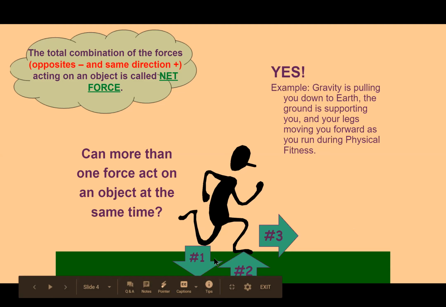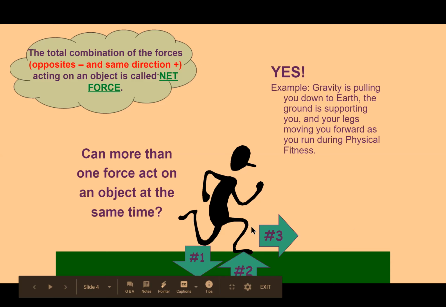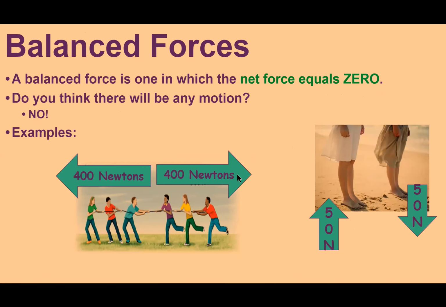And gravity and normal force, here number 1 and number 2, cancel out. So they kind of just keep you on the ground and still. But once you apply your forward push against the friction of the ground, you have forward progress. Congratulations. So balanced forces are what you see right here.